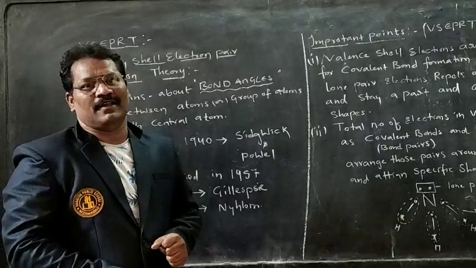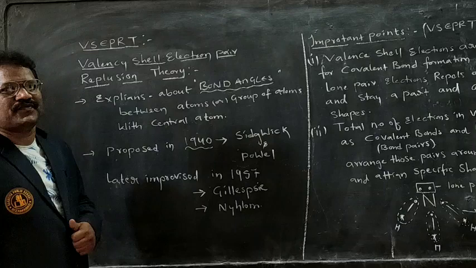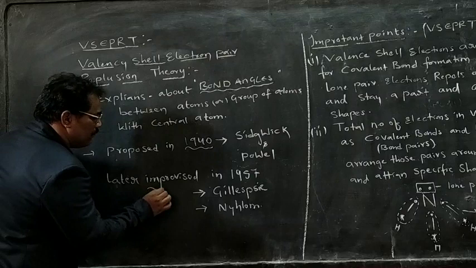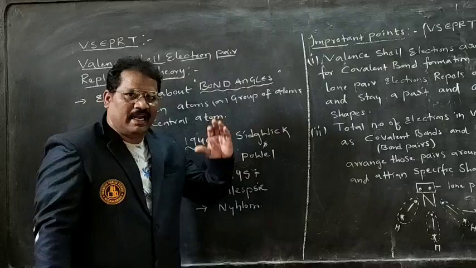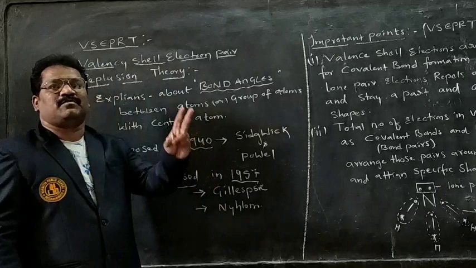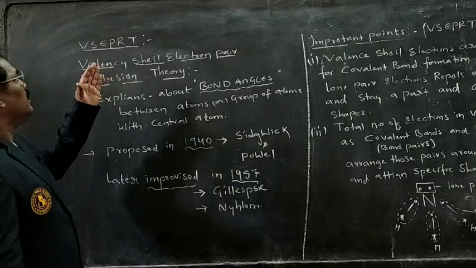First of all, coming to this particular theory, it was proposed in 1940. In 1940, this theory was first proposed by two chemists, Sidgwick and Powell. Later on, this theory was improvised. It was improved to some extent by adding some additional important points. In the year 1957, this theory was again improved by two chemists, Gillespie and Nyholm. In this way, valence shell electron pair repulsion theory came into existence.